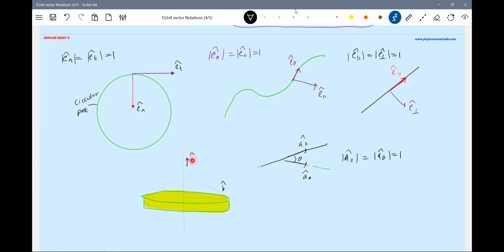Usually there is a unit vector along the axis. I'll do one thing. We'll bring it like this: one unit vector will be in this direction, which I will write as e radial, and a unit vector tangential to it. What is the magnitude of all of them?